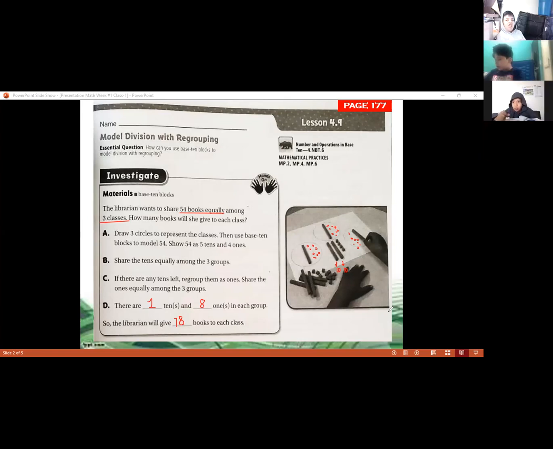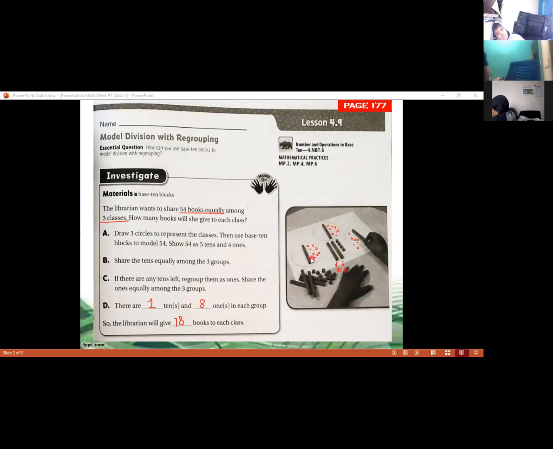Thank you, Rebecca. Now, can we remember the information? 54 books into 3 classes. So we have 3 groups, because the groups represent the classes. So we have 3 classes here, 1, 2, and 3. Now we start regrouping. It says show 54 as 5 tens and 4 ones. So that tens is the one that you see here, this tens. We have 10 blocks here, 10. So we have 1, 2, 3, 4, 5.